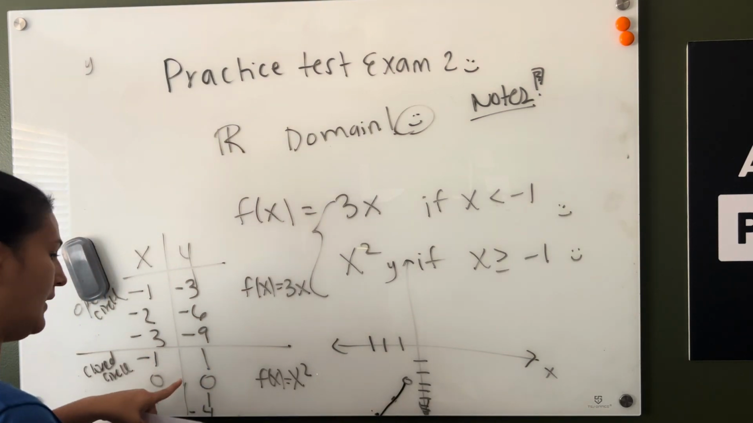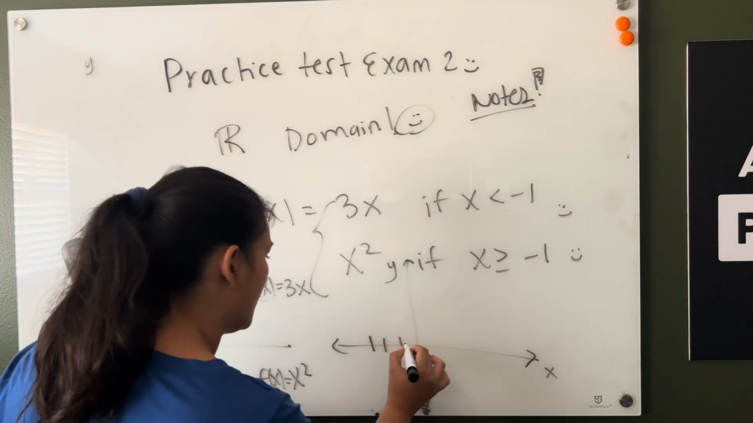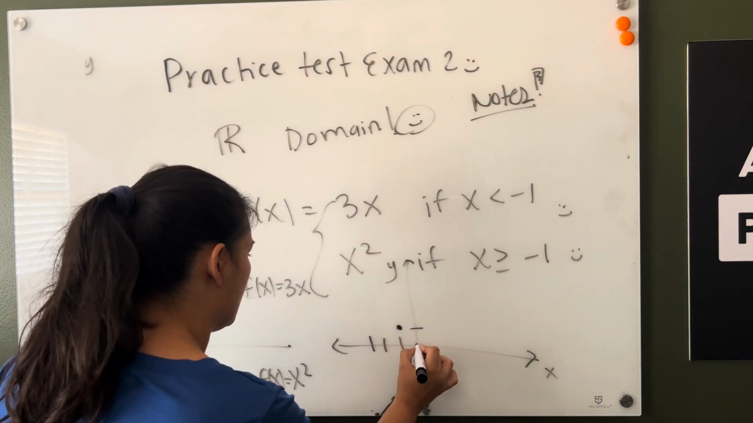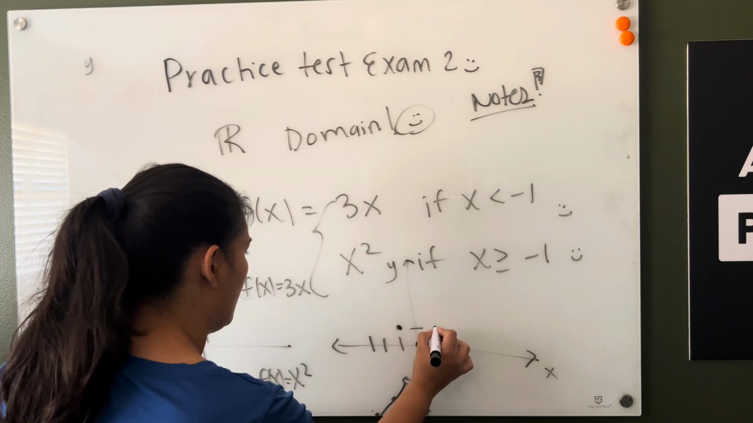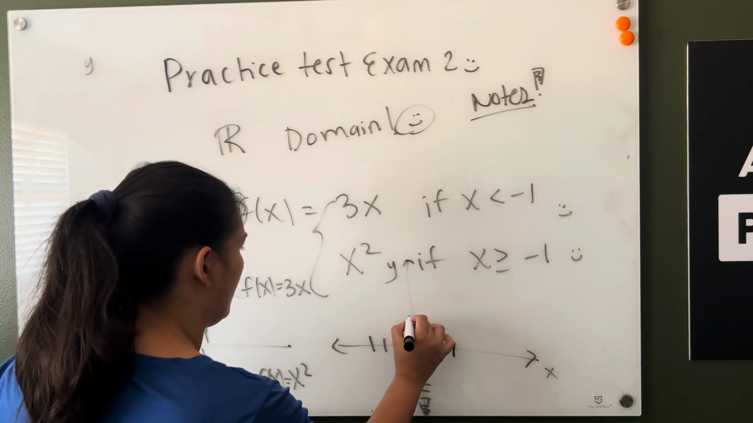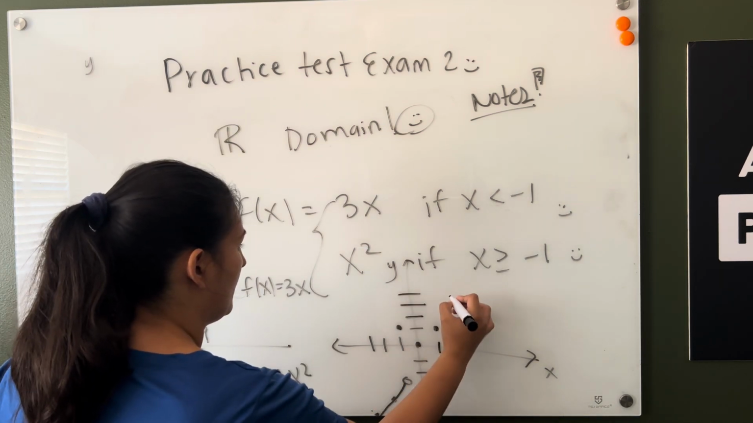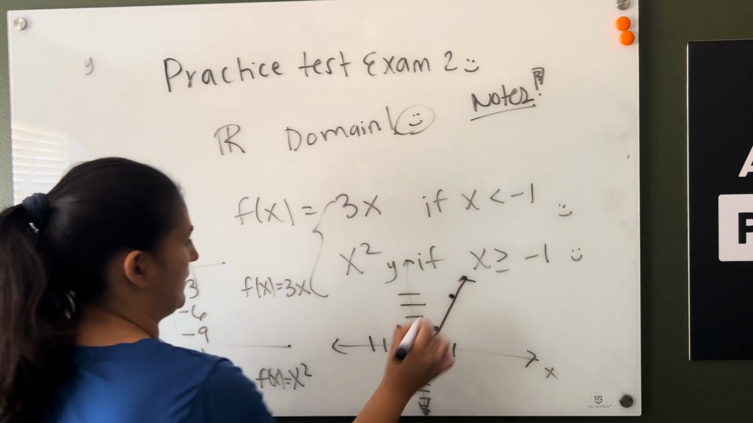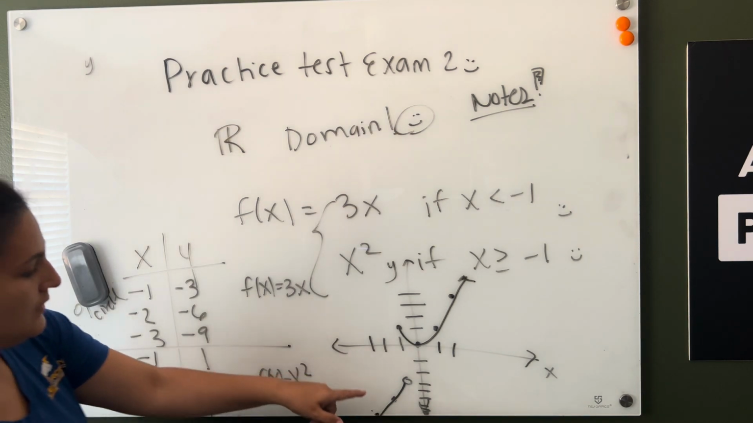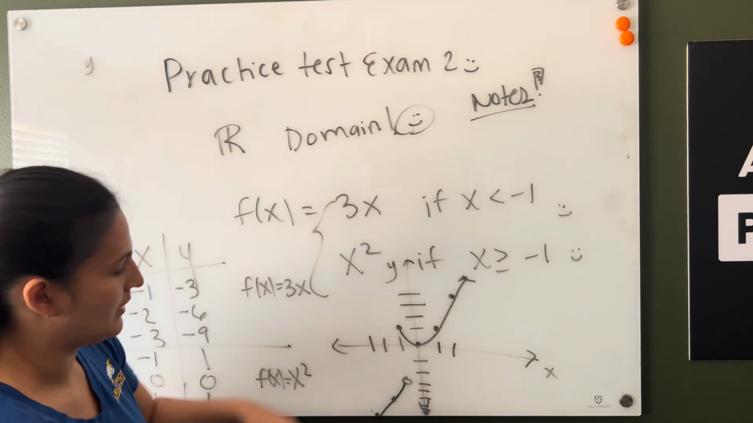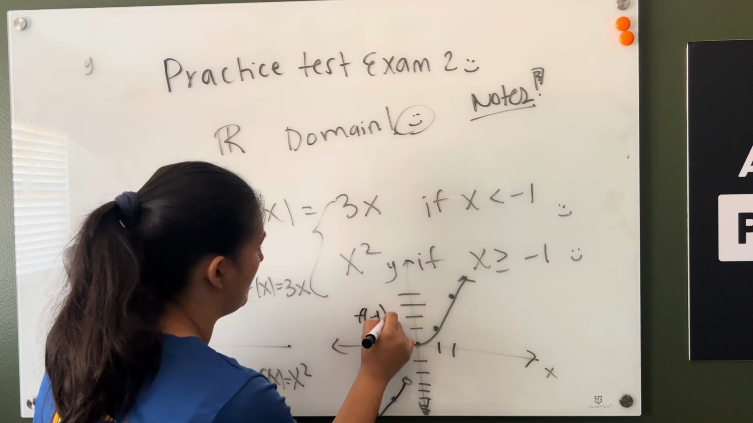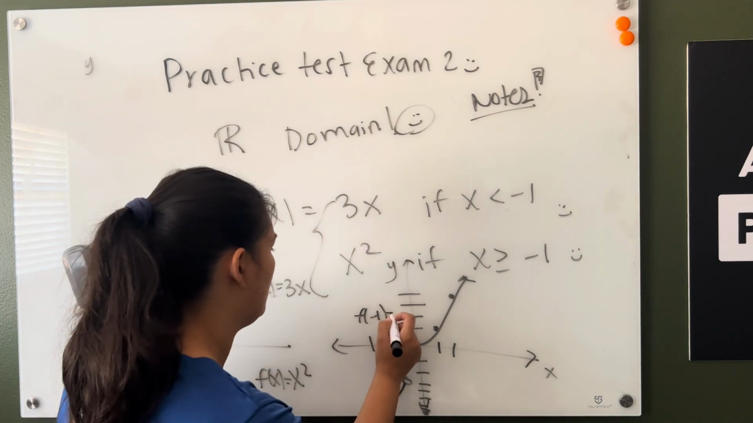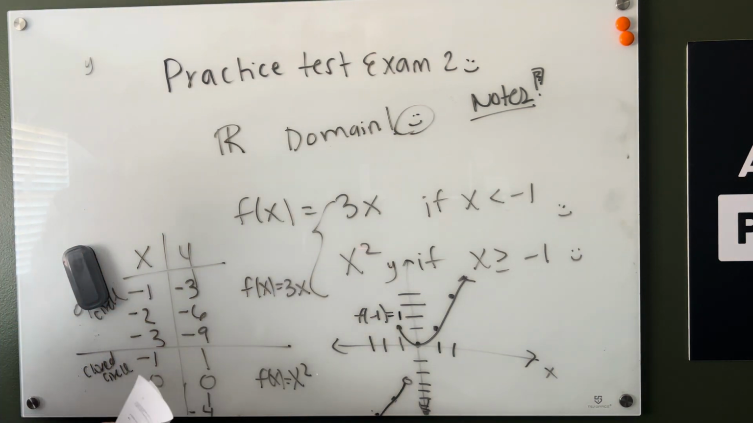Okay, then let's see, (-1, 1). That's a closed circle. (0, 0). (1, 1), and (2, 4). Okay, so that's the part of the parabola that I'm allowed to have. Okay, so as you can see here, there's a hole right here, and there's an actual point here. So if I were to ask you what is f of -1, it's not the open circle, it would be the y value of the closed circle. So that would be 1. Okay, so that's your piecewise function.